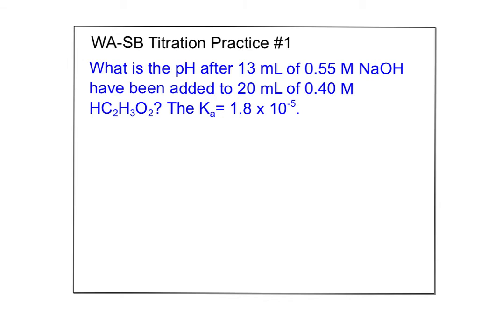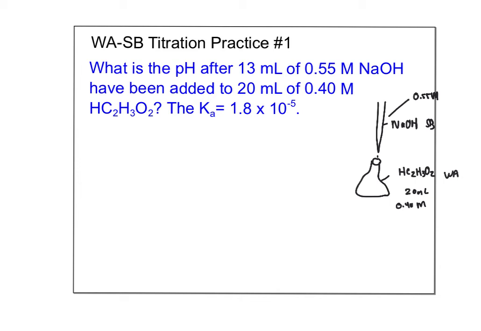All right, let's work through a practice problem. What is the pH after 13 milliliters of 0.55 molar NaOH have been added to 20 mL of 0.4 molar HC2H3O2, which is acetic acid? So here's the situation. I have NaOH up here, and this is my weak acid. So the strong base, weak acid. And so I have 20 mL down low, and it's 0.4 molar. And up top, I have 0.55 molar, and I've now added, dropwise, 13 milliliters.